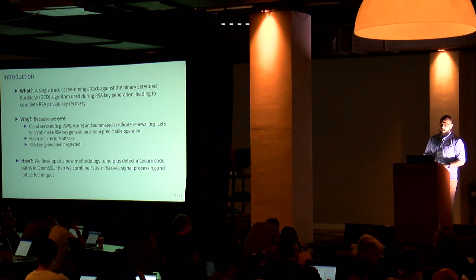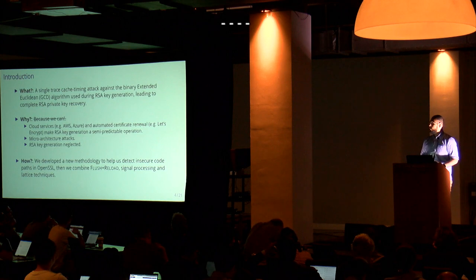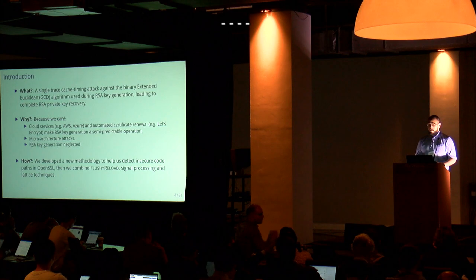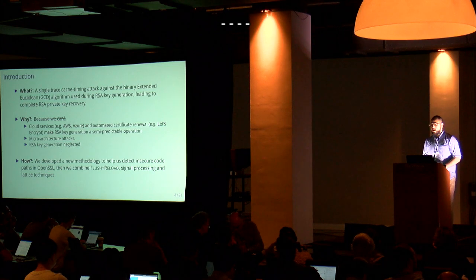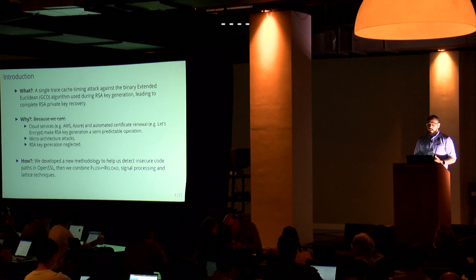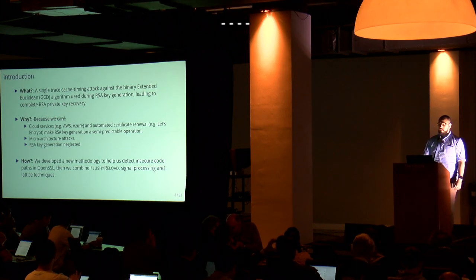Why did we target this? Our motivation was cloud services where users are co-located, so one user can spy on the other. It's getting more and more common. On top of that, we have Let's Encrypt that makes RSA key generation a semi-predictable operation. In addition, microarchitecture attacks have been quite common lately. After Meltdown and Spectre, there's been a lot of research in this field.